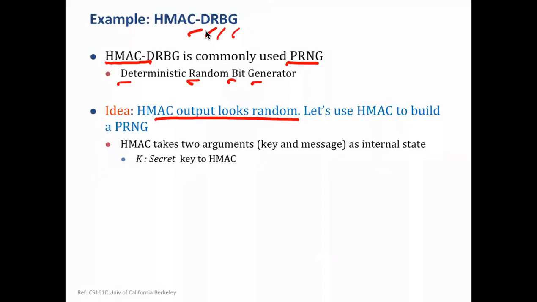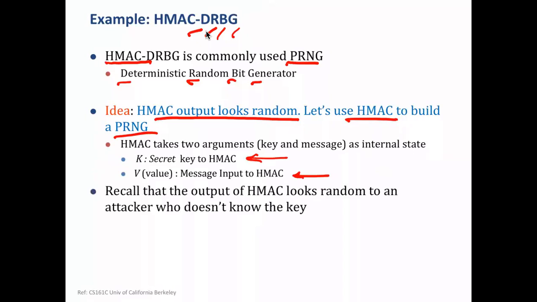We know HMAC output looks random, although it's deterministic, because if you change just one bit of the input of HMAC, the output changes by many bits, right? Which is not easily predictable. So we can then use HMAC to build a PRNG. HMAC, we know, takes two inputs, a key and then an input, which is a message. So basically now here the key is random.